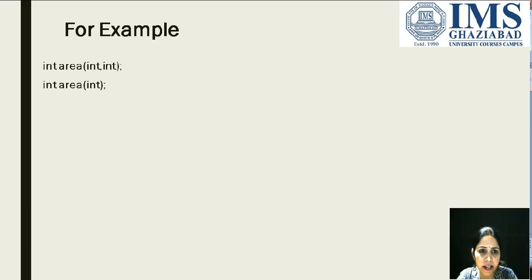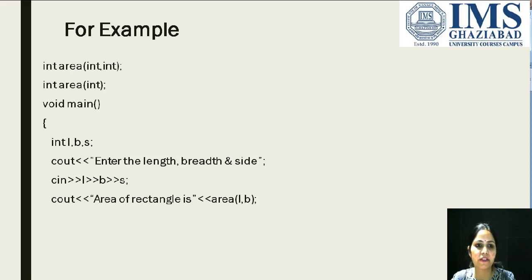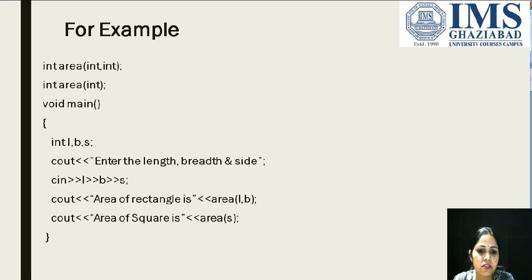For example, let us see here. We have a function named area, and we have two parameters, integer comma integer, and one more function named area, and it has only one parameter of integer type. The first one would be calculating the area of a rectangle, and the second one would be calculating the area of a square. So in area of rectangle we have called the function area L comma b, where L and b both are integer type variables, and in the second case, area of square, we have called area S, where we have S as an integer type parameter, and it represents the side of the square.